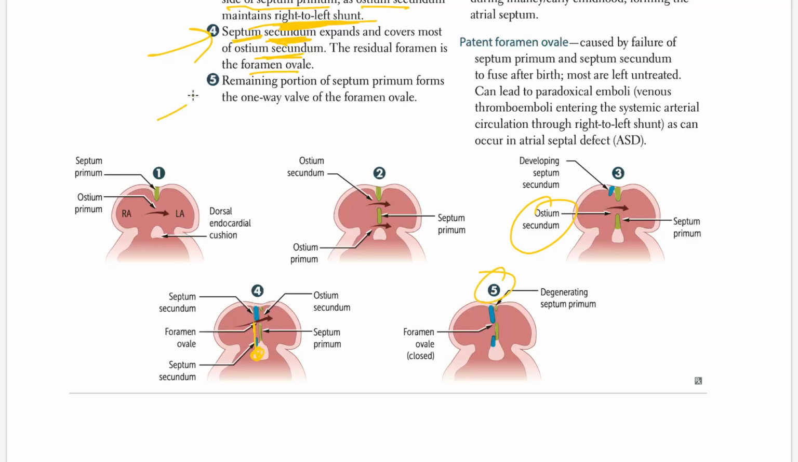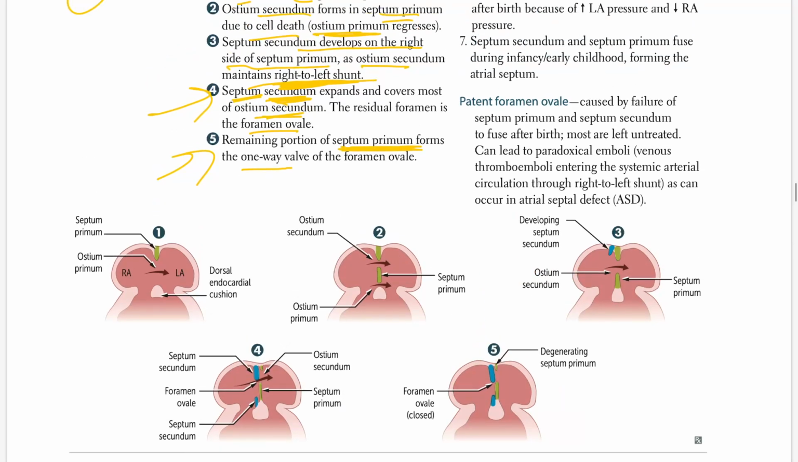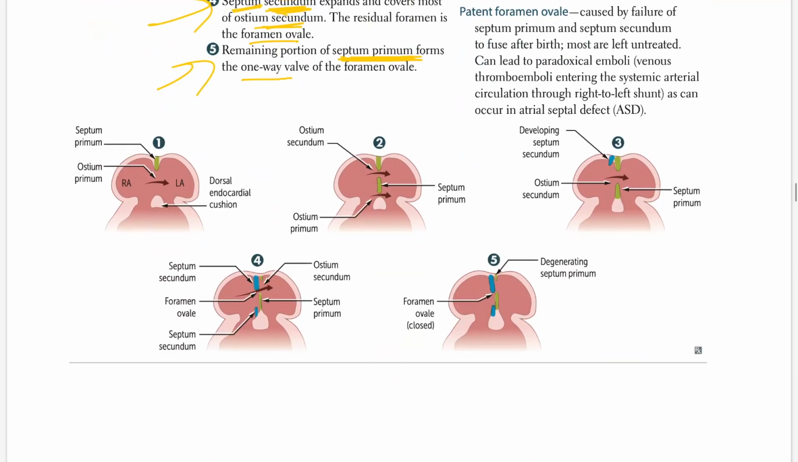Now finally, in the fifth picture, is the remaining portion of the primum. The septum primum forms the one-way valve of the foramen ovale. So here it is: this septum primum now forms the one-way valve of the foramen ovale, and the foramen ovale was the remaining portion, right? And that's all for the atria.